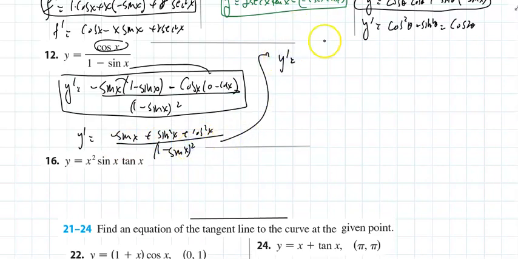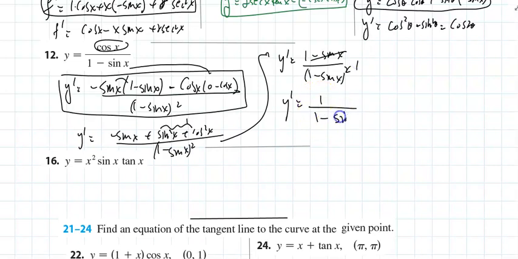Y prime is going to equal, this is going to give a 1. So that's 1 minus the sine of x over 1 minus the sine of x squared. This cancels one of those, and I'm left with 1 over 1 minus the sine of x.